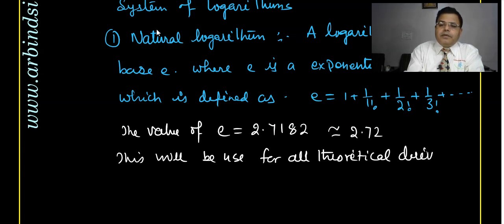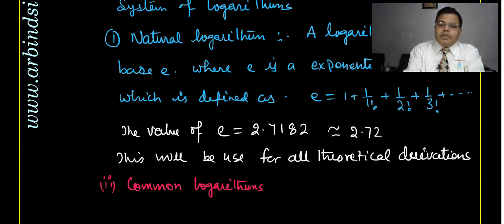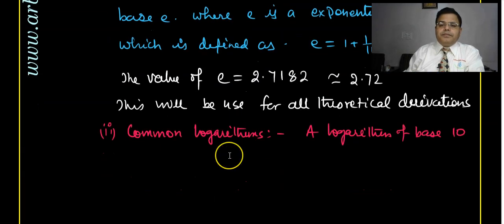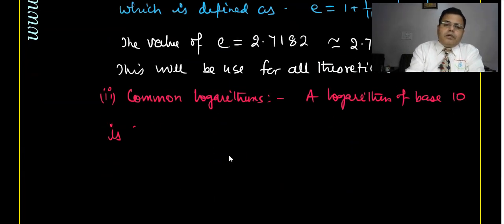Theoretical derivations. So I hope you got it. Now the second type of logarithm is called the common logarithm. The name speaks for itself, that this is common, not for a specific purpose. What is this common logarithm? A logarithm of base 10 is called the common logarithm.